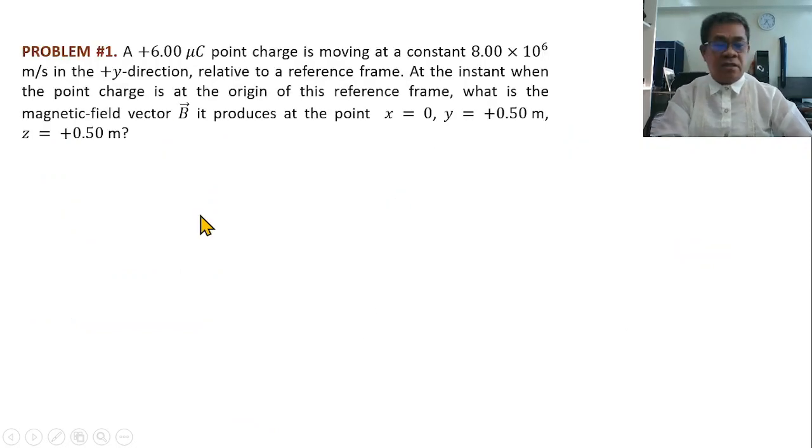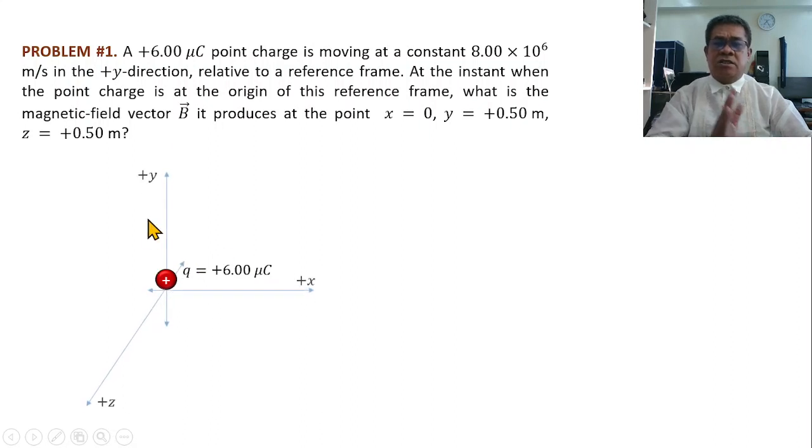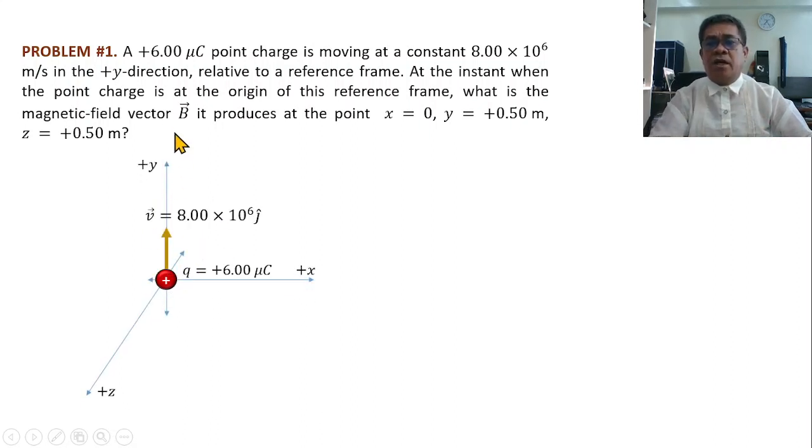Okay, so to apply the formula that we presented, let us solve this problem. Problem number 1 says that a 6 microcoulomb point charge is moving at a constant speed of 8 times 10 raised to 6 meters per second in the direction of the positive y direction. So we have this charge. The magnitude of the charge is 6 times 10 raised to negative 6 coulomb, and this is a positively charged microcoulomb. It is traveling towards the positive y direction, whose magnitude of the velocity is 8 times 10 raised to 6.